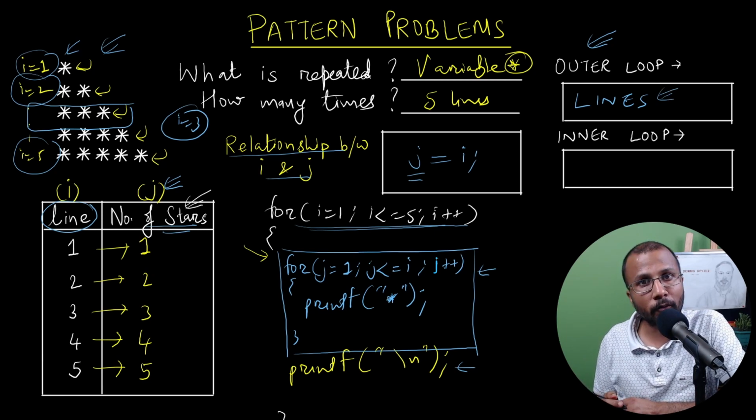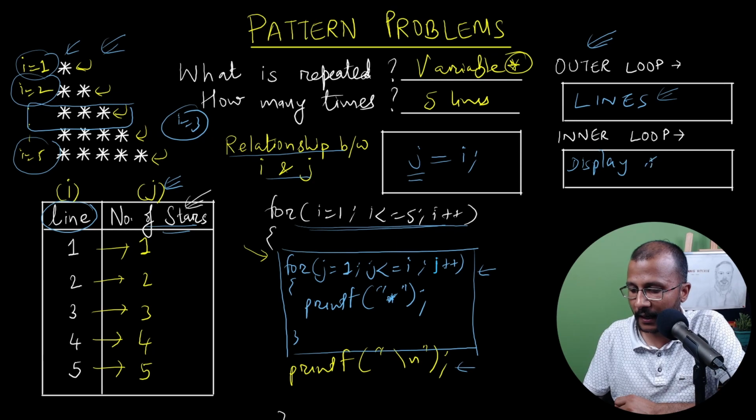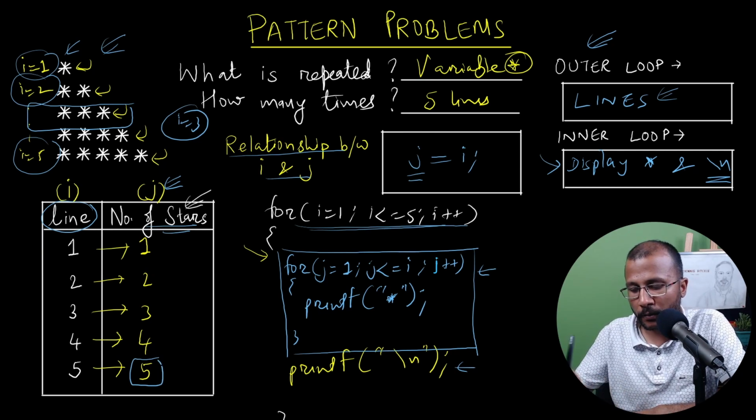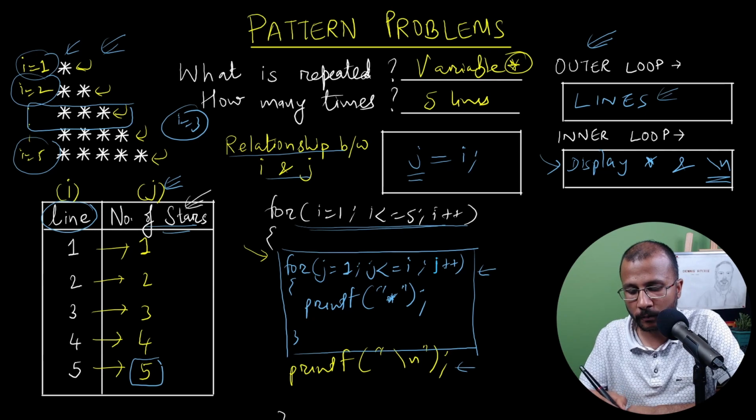What the inner loop is doing is actually helping me to display the star and a new line character. The inner loop will display the stars and a new line character in that particular line that it is in. So if it is in line number 5, how many stars will it print? In line number 5, it will print 5 stars and a new line character. So if this loop runs well, it will help me to print this particular pattern. I hope you have understood how it works.